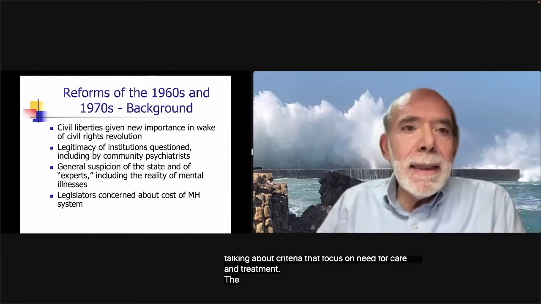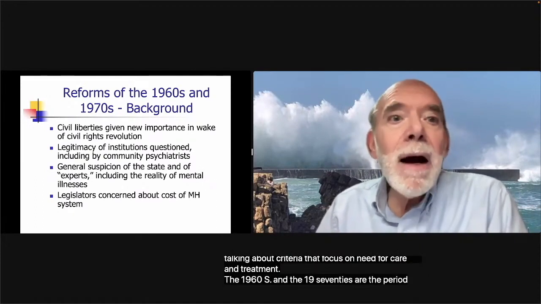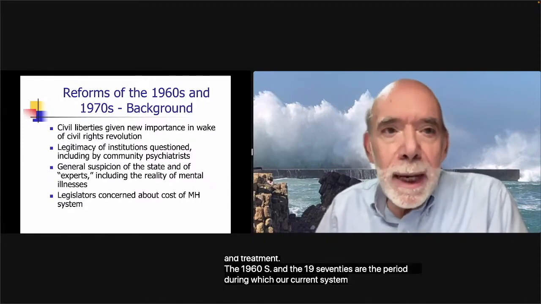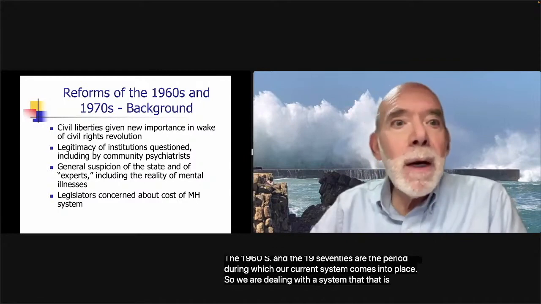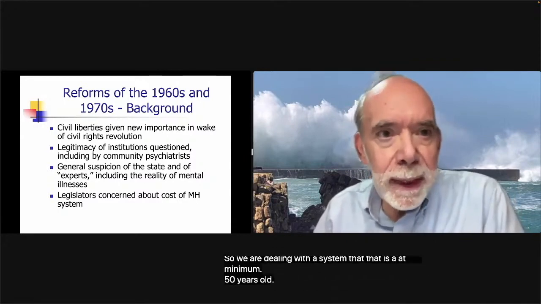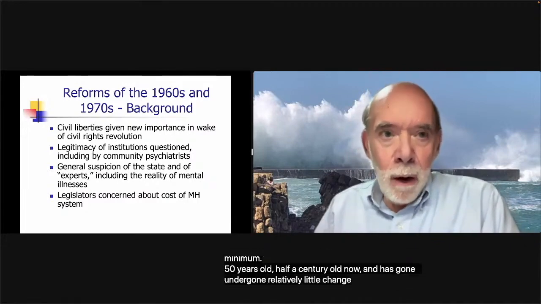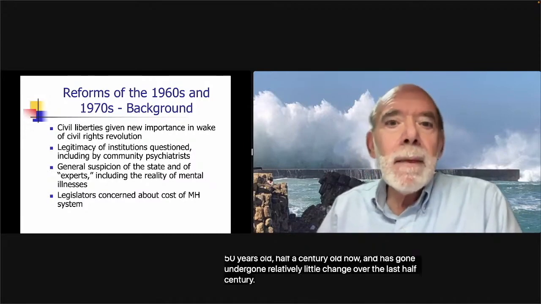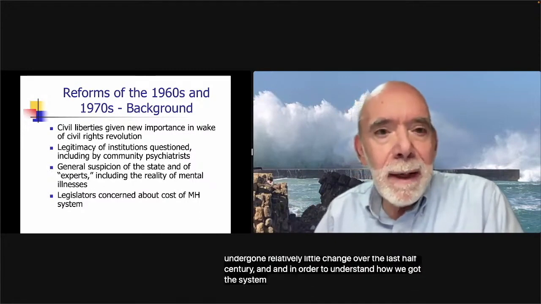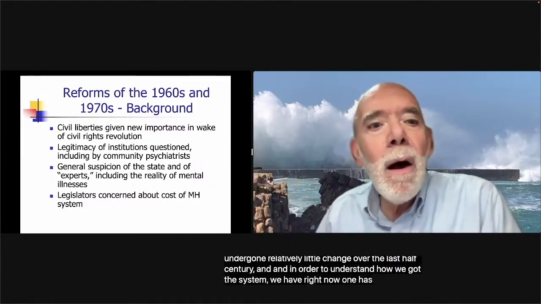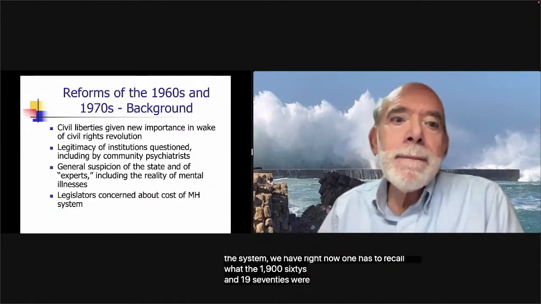The 1960s and the 1970s are the period during which our current system comes into place. So we are dealing with a system that is at minimum 50 years old, half a century old now, and has undergone relatively little change over the last half century. And in order to understand how we got the system we have right now, one has to recall what the 1960s and 1970s were like.